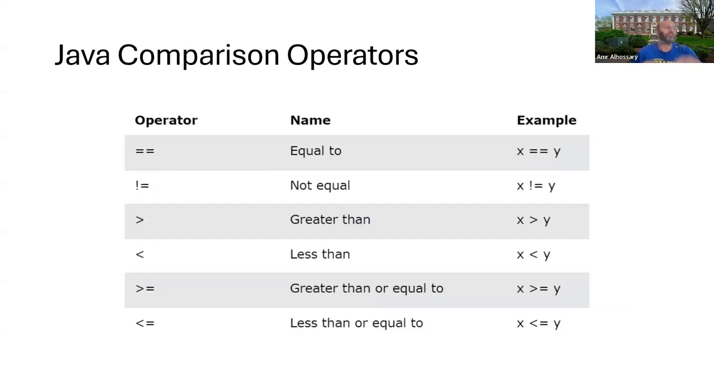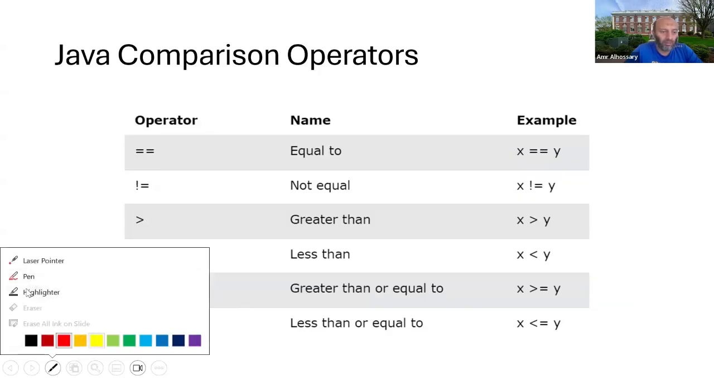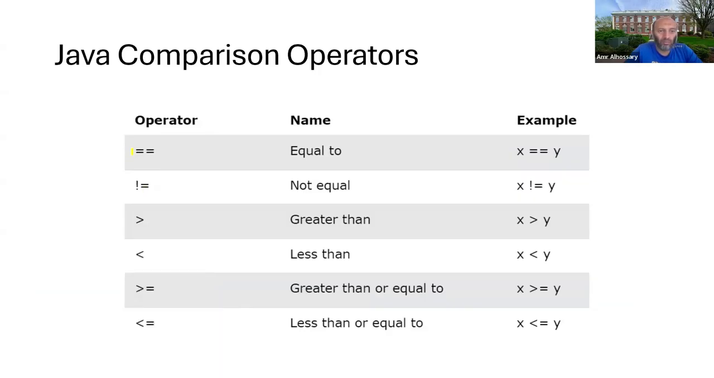Okay, comparison operators. Let's play with the comparison operators. We have equals equals, which means equal to. This sign before anything means not, in computer science jargon, C++ jargon. So it is not equal.